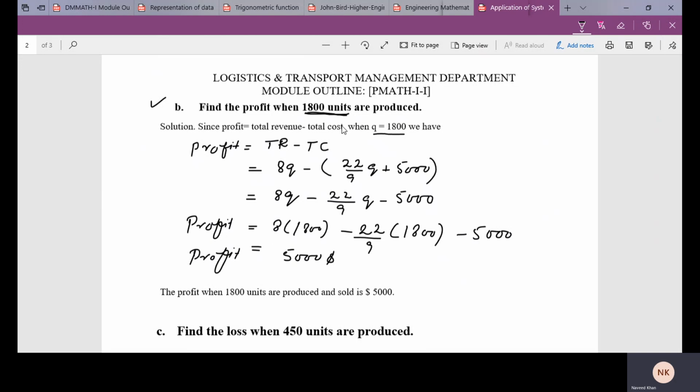If we sell 1800 units, then in that case the profit will become $5,000. So look here, the profit when 1800 units are produced and sold is $5,000. So dear students, this is part B. Now look at part C.